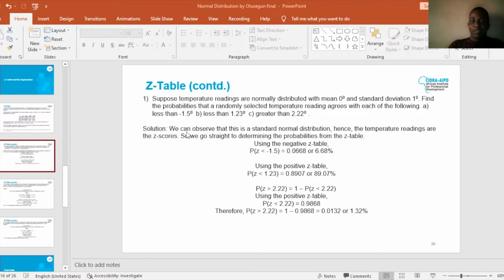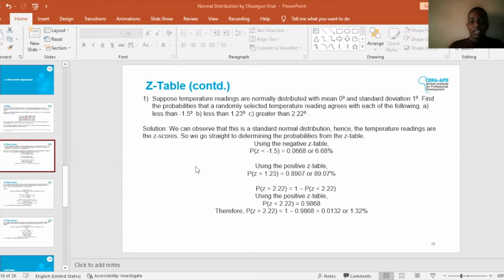Notice that for the first one, A, we say less than minus 1.5 degrees. We use the negative z-table. To find the probability that we have a z-score less than minus 1.5, the answer is 0.0668 or 6.68%. Those are the values to the left of minus 1.5 degrees, or lower than minus 1.5 degrees.